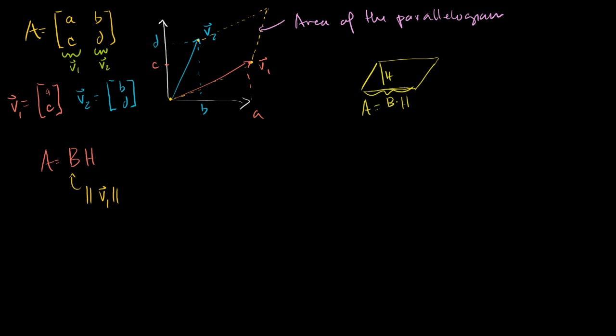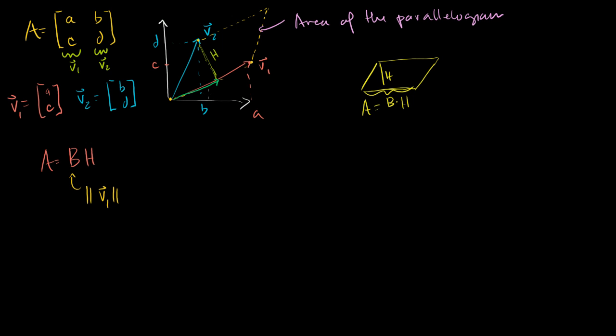So we could drop a perpendicular here. And the length of this line right here is going to be our height. So how can we figure out, we know what V1 is, so we can figure out the base pretty easily. But how can we figure out the height? Well, one thing we can do is if we can figure out this guy right here, we could use the Pythagorean theorem, because the length of this vector squared plus the height squared is going to be equal to the length of V2 squared.